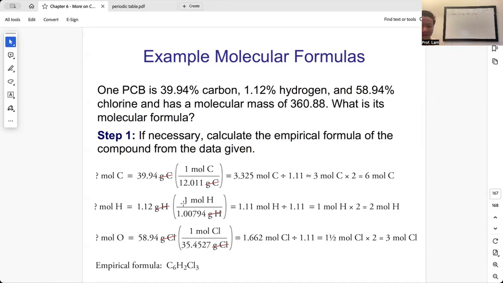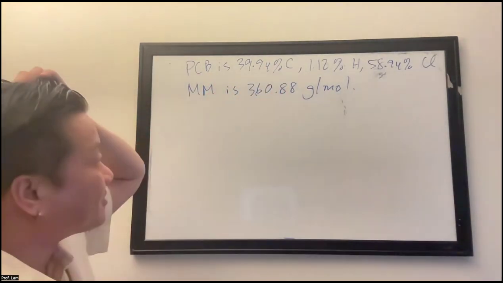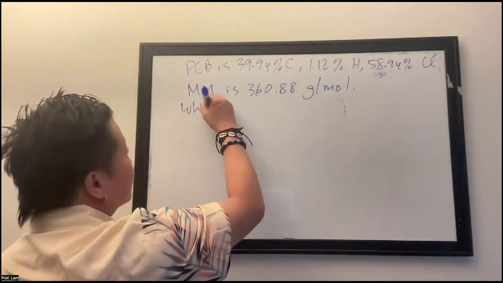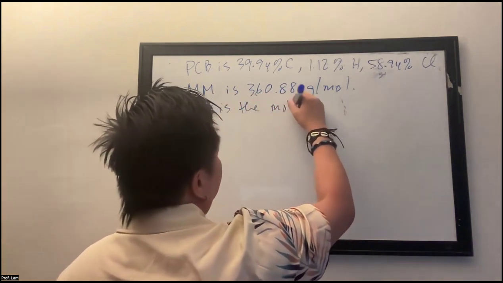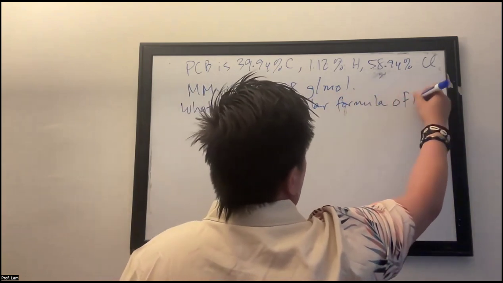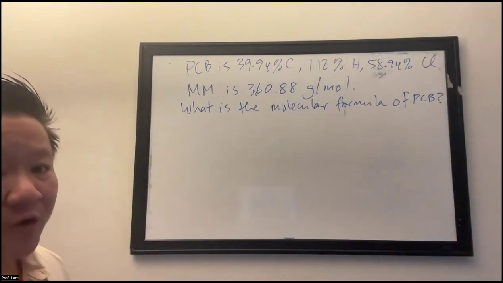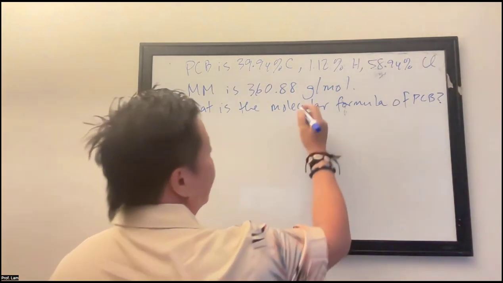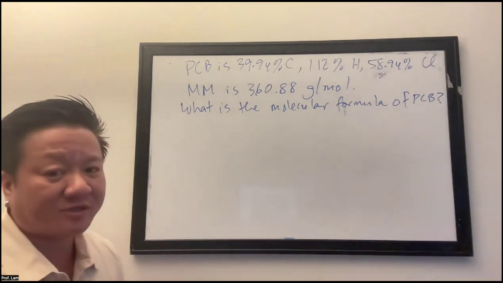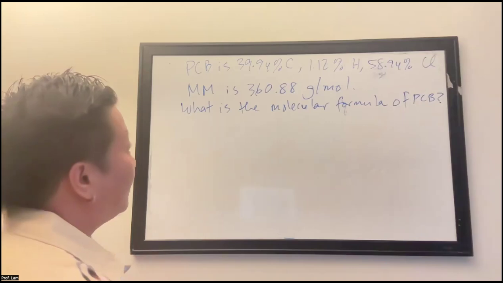Okay. So there, I got the main things. Here's the percentages, and it also tells you the molar mass of the entire compound. So it's asking, what is the molecular formula of PCB? Okay. So before you can get the molecular formula, you will need the empirical formula. So go through all your steps first to get the empirical formula, and then you can get the molecular formula. Right? Okay, so let's do it.